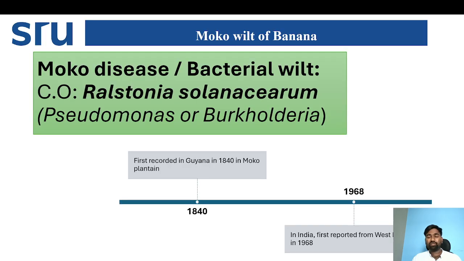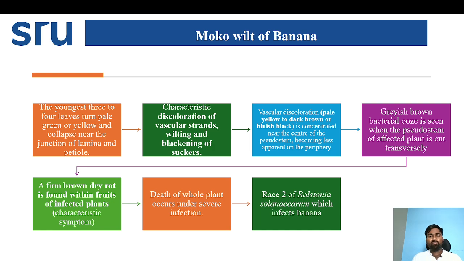Let's start with the bacterial infections in banana. First we'll go for Moko disease or bacterial wilt in banana, which is caused by Ralstonia solanacearum. This disease was first reported in Guyana in 1814, in Moko plantain region. In 1968, it was first reported from West Bengal in India. Let's start with the important symptoms of Moko wilt of banana caused by Ralstonia solanacearum.